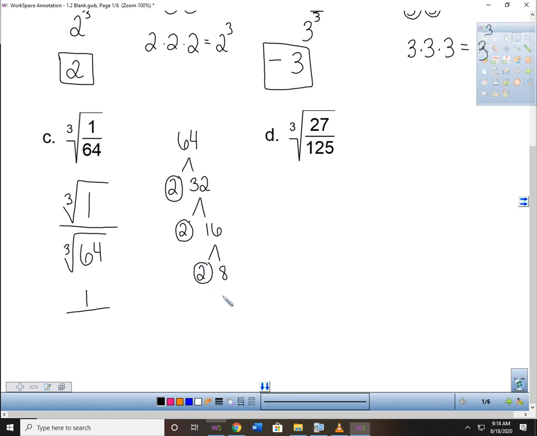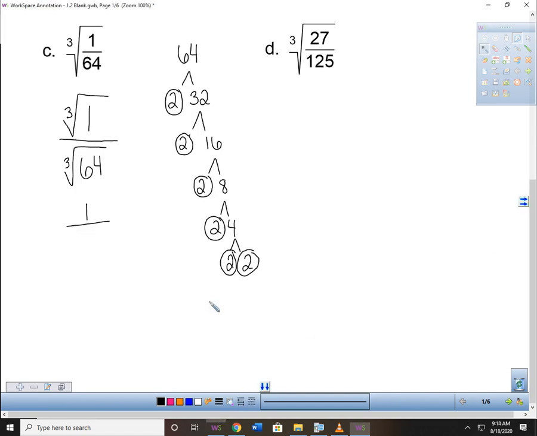2 is prime. 8, we could do 2 and 4. 2 is prime, and then 4 is 2 and 2, and those are both prime. So how many 2's do we have? 1, 2, 3, 4, 5, 6 2's. So we could write that as 2 to the 6th power, right? So I've got my cube root out here, and then instead of writing 64, we're going to write it with its prime factorization, which is 2 to the 6th.